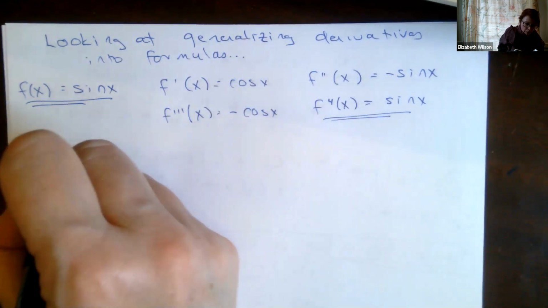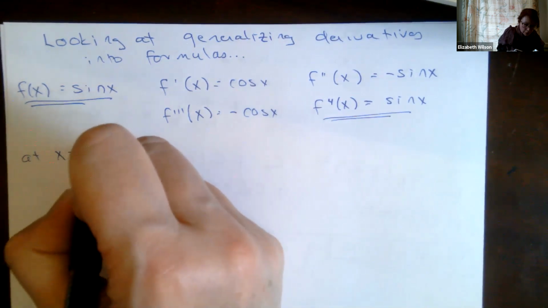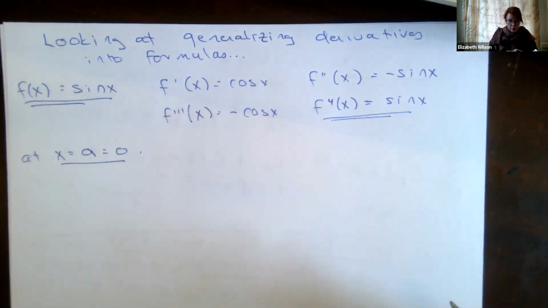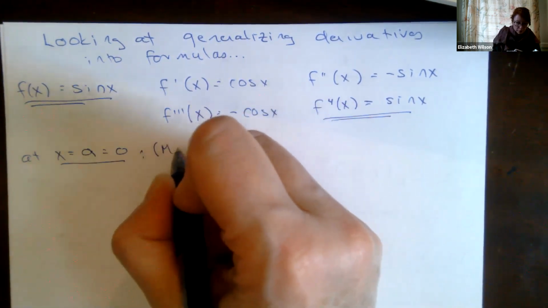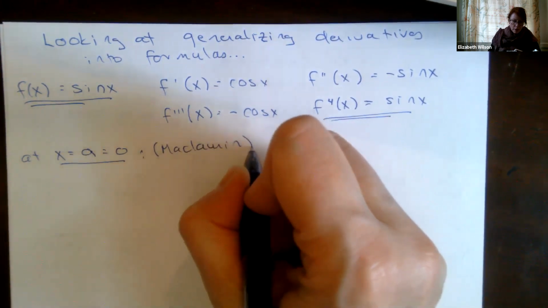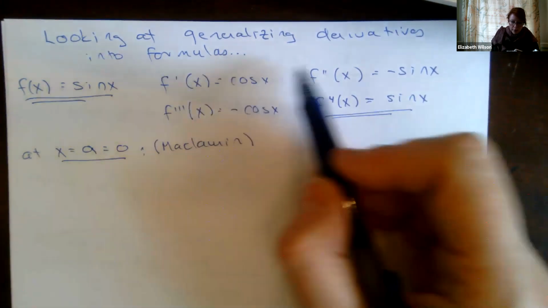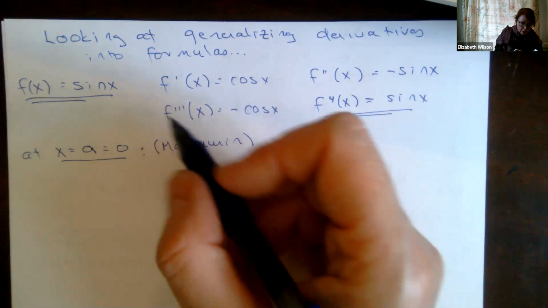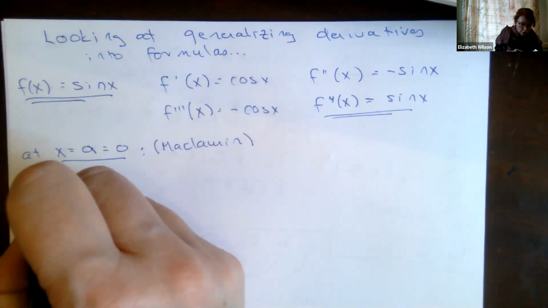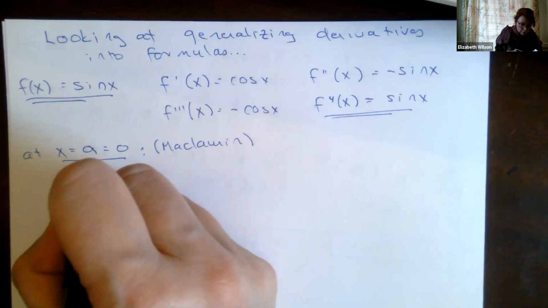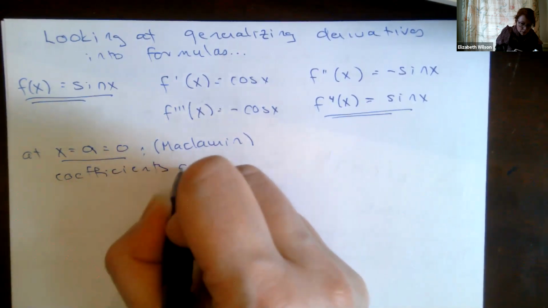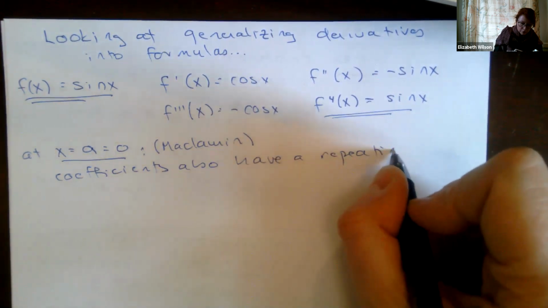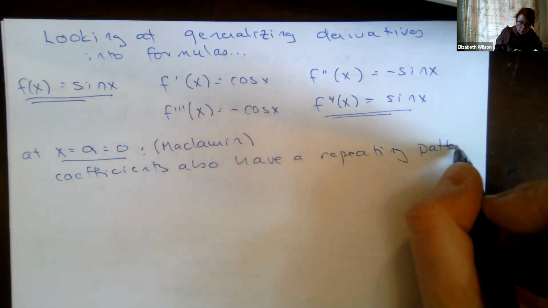So when x is equal to 0, when a equals 0, on our Maclaurin series, it loops, and you can imagine I can just keep looping back and forth. So I can come up with a formula for it. At x equals 0 on our Maclaurin, my coefficients also have a repeating pattern. We saw this when we did this example, but let's go ahead and do it.